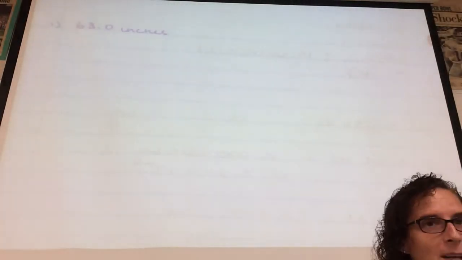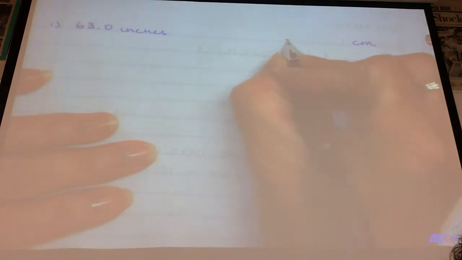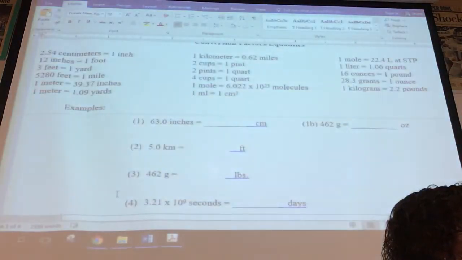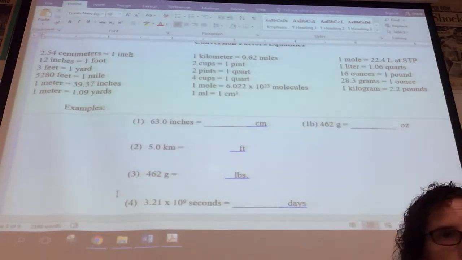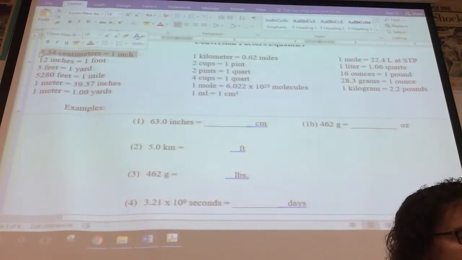All right. So let's say I'm going over to Europe and I want to get a driver's license. I can't report my height in inches. I need to report my height in centimeters. So I want to know how many centimeters are equivalent to 63 inches. So what I do is I look at my equalities, and I look to see if there is an equality that has both inches and centimeters in it. Do you see one? Yeah, it's the first one right here. So this is my equality.